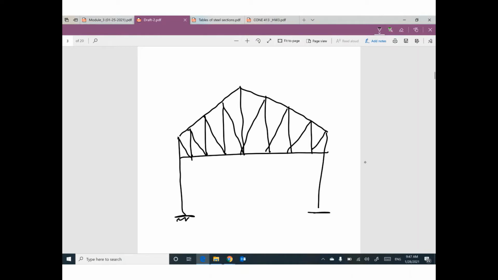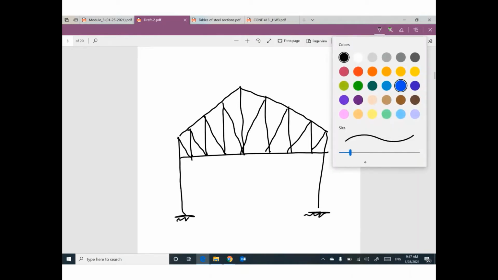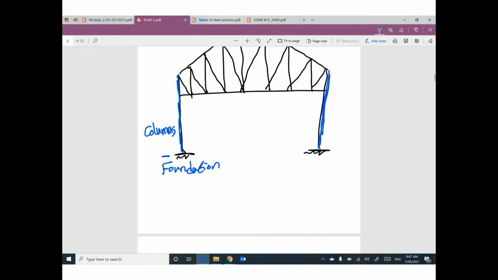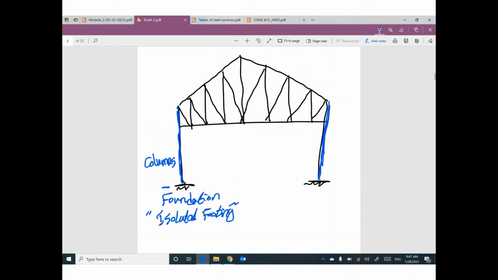This truss, we have different parts. The first part, this element and this element. What is the name? Columns. We have two columns. This column is starting from the foundation, and the foundation most of the time is footing, isolated footing. And you learned before how to design isolated footing. And then we have columns starting from the foundation until this level. The same also on the other side.